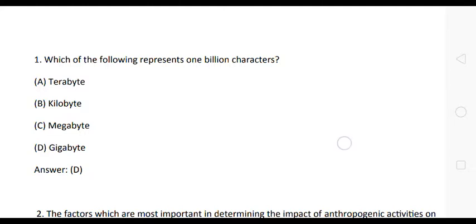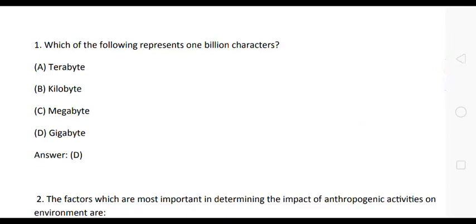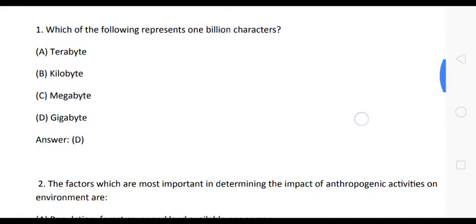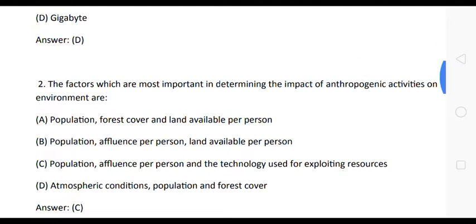Okay friends, now let us see the first question. Which of the following represents 1 billion characters? Most important question. Here the options are: A, terabyte; B, kilobyte; C, megabyte; D, gigabyte. Here the correct answer is gigabyte. Okay friends, option D, gigabyte, is the correct answer. Gigabyte represents 1 billion characters.